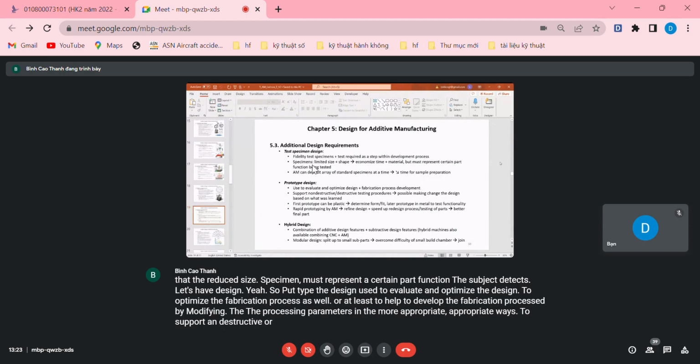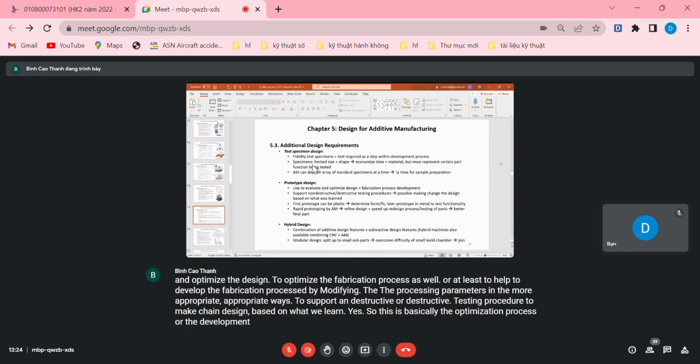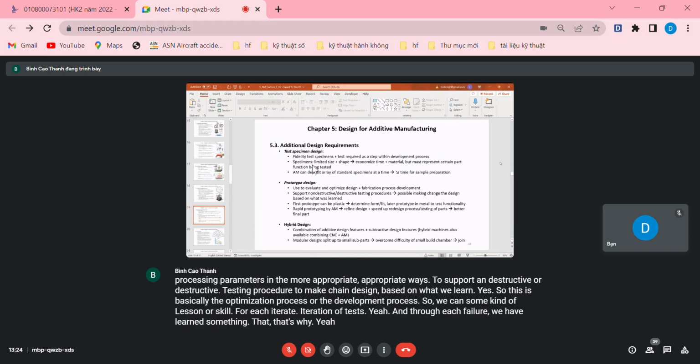To support non-destructive or destructive testing procedure to make change the design based on what we learn. Yes. So this is basically the optimization process or the development process. So we gain some kind of lesson or skill for each iteration of tests. Yeah. And through each failure, we have learned something. That's why we pay course to learn a certain lesson.